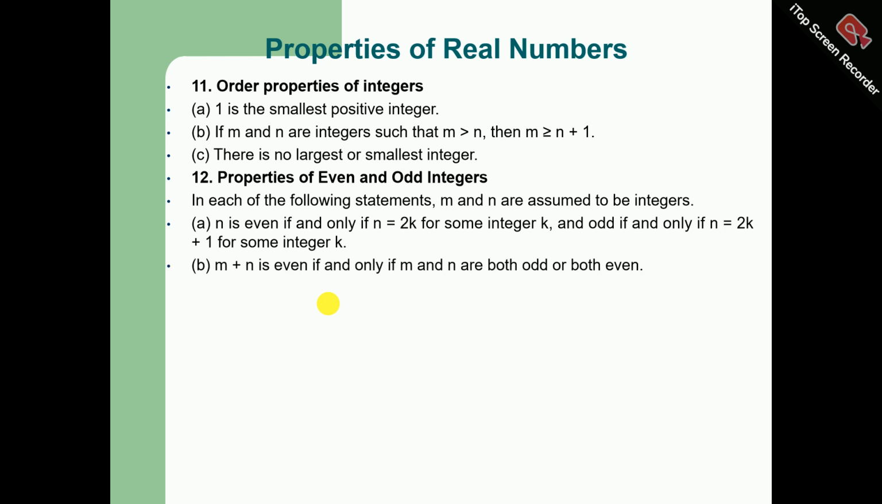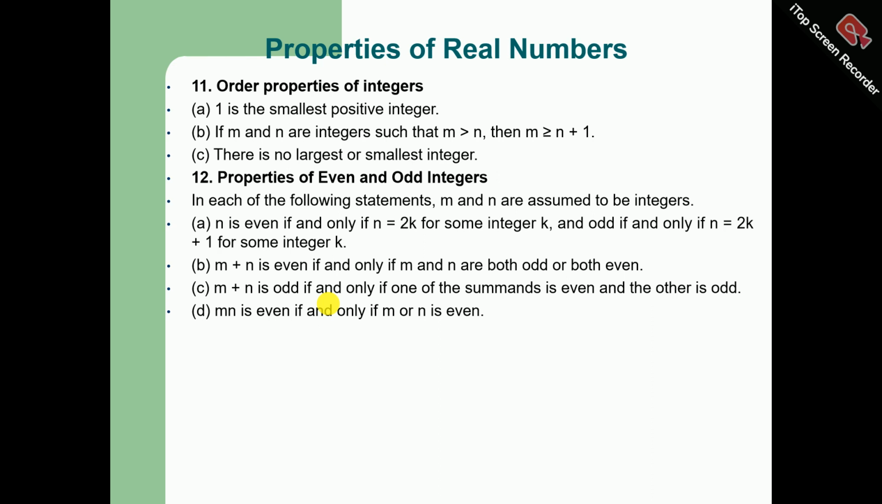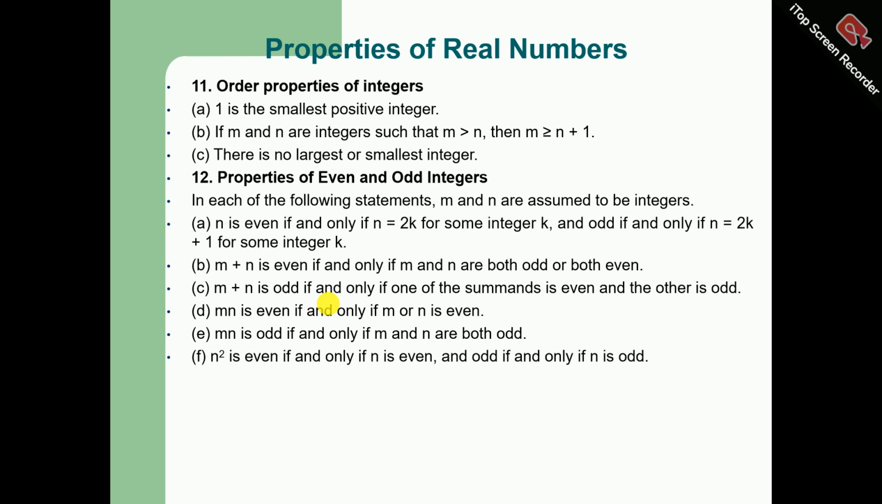m plus n is even if and only if m and n are both odd or both even. m plus n is odd if and only if one of the summands is even and the other is odd. mn is even if and only if m or n is even. mn is odd if and only if m and n are both odd. n square is even if and only if n is even, and odd if and only if n is odd.